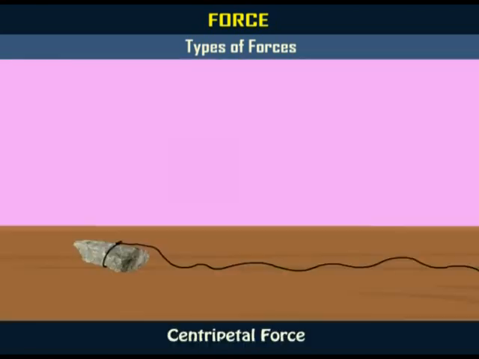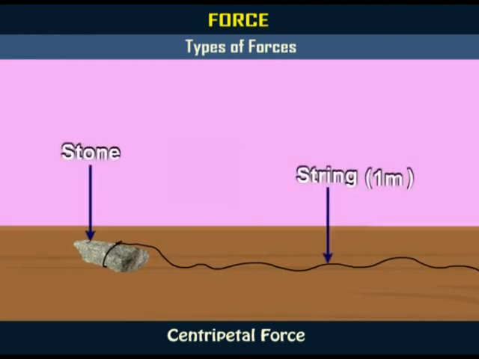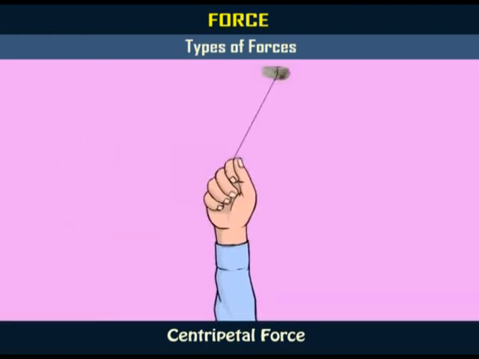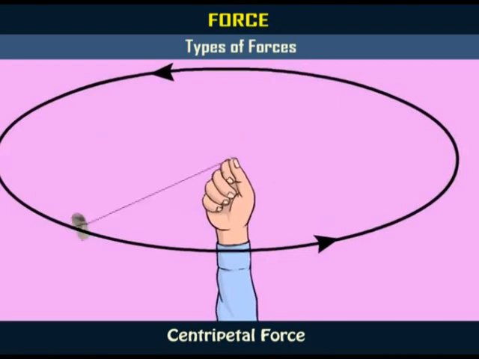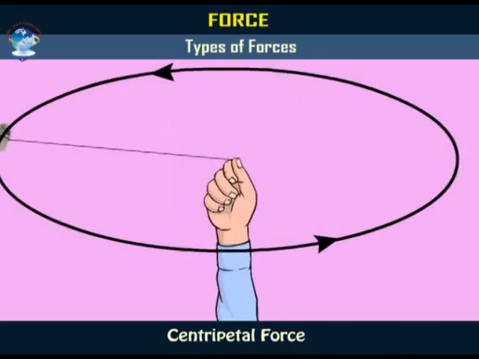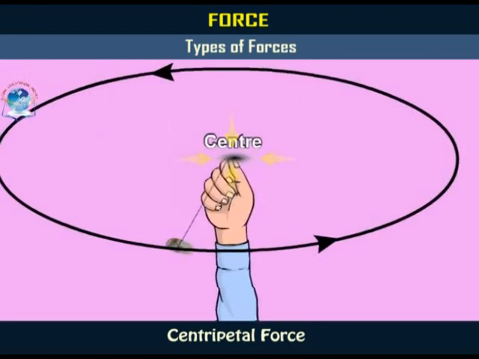Next, centripetal force. Consider a small piece of stone tied to a string about 1 meter long. If you hold the string on one end and swing it in a circular path, two things will happen. You will feel the stone exert some force on your hand, trying to pull itself away. Secondly, you will have to constantly exert an equal and opposite force in order to keep the stone in its circular path. The force exerted by your hand to maintain the motion is called centripetal force.